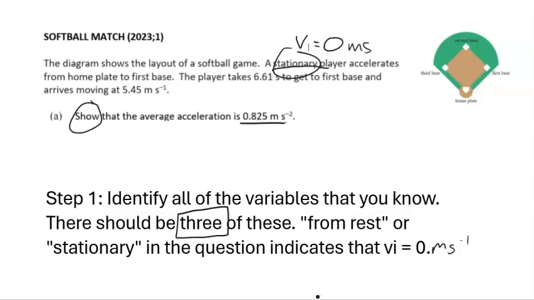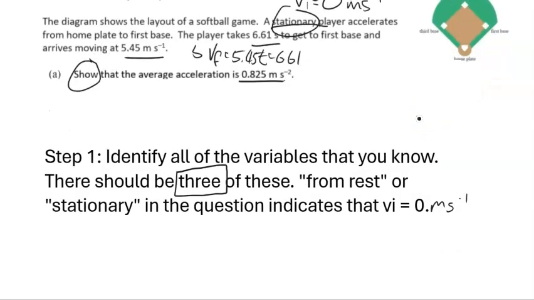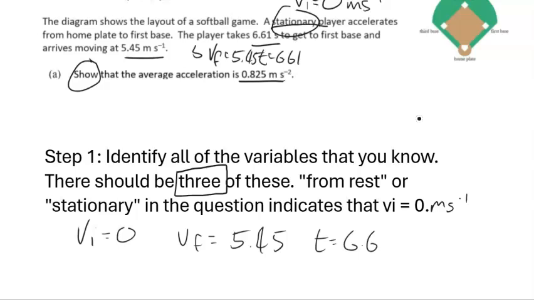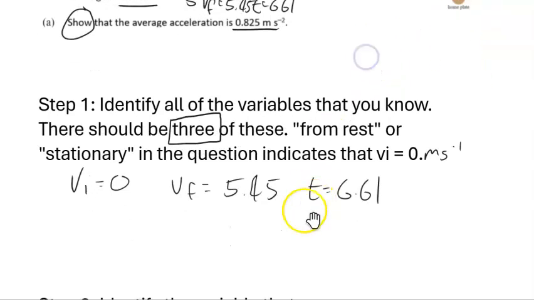From home base, the player takes 6.61 seconds, so time equals 6.61, and arrives moving at 5.45, so VF equals 5.45 meters per second. We can write that down a little bit neater down here. VI equals 0, VF equals 5.45, and time equals 6.61. Excuse me, I'm not using units to save a bit of time.